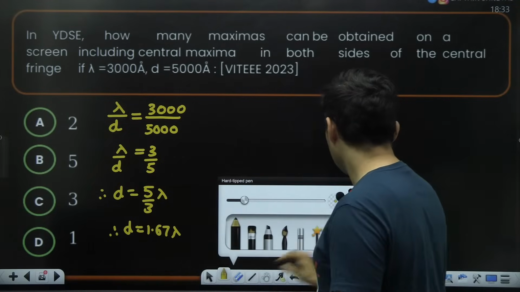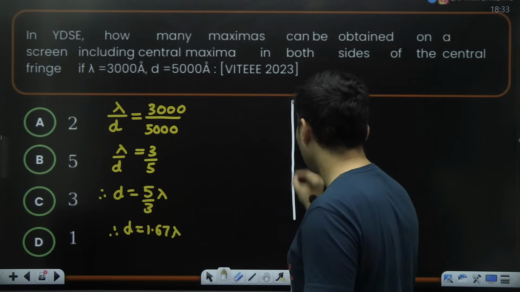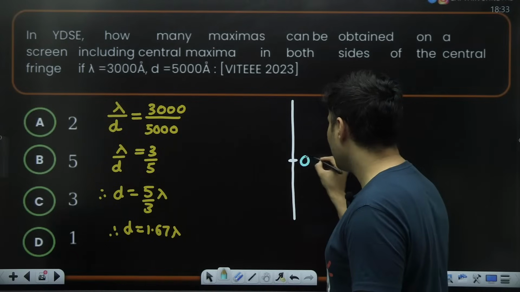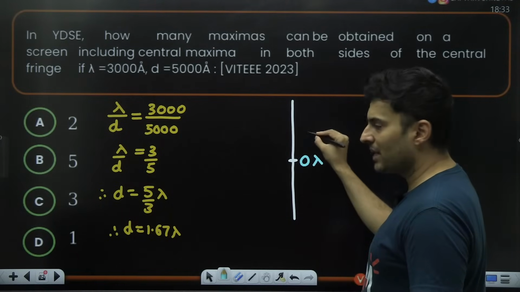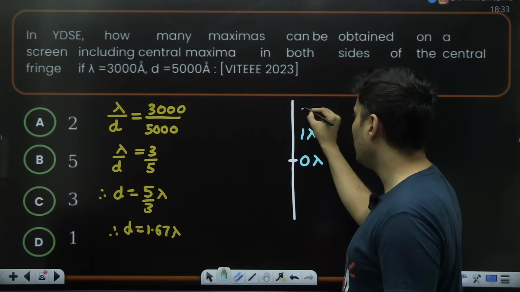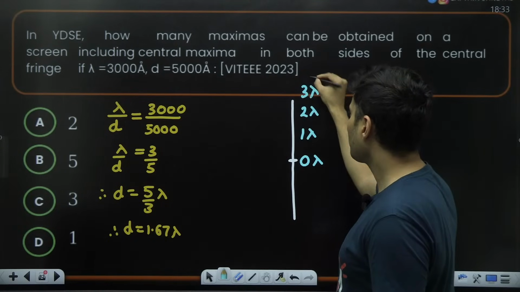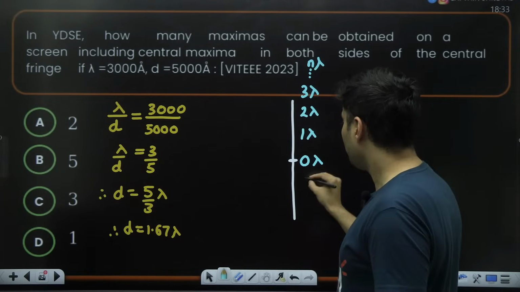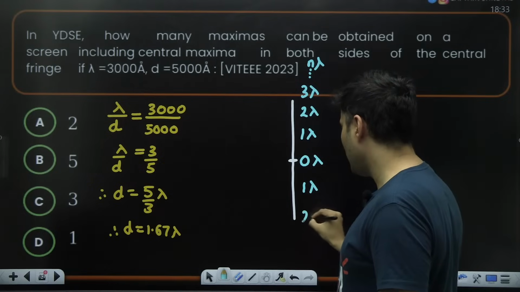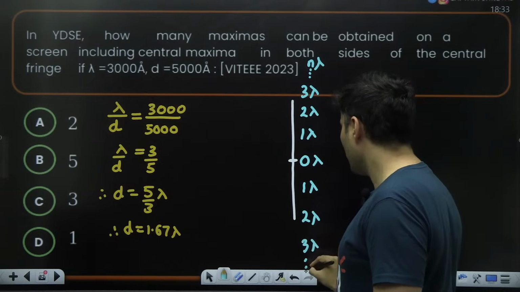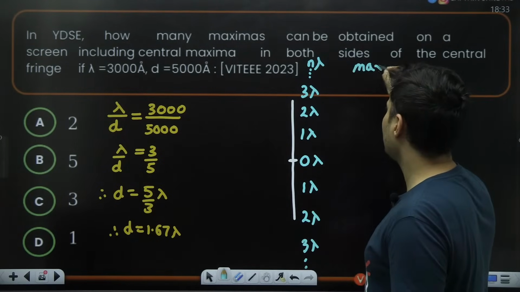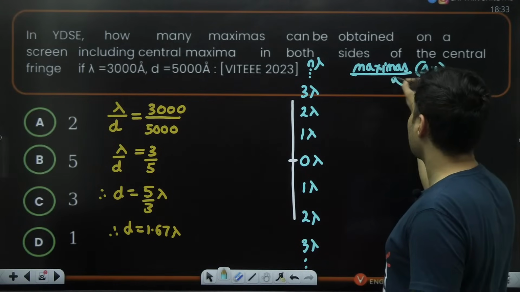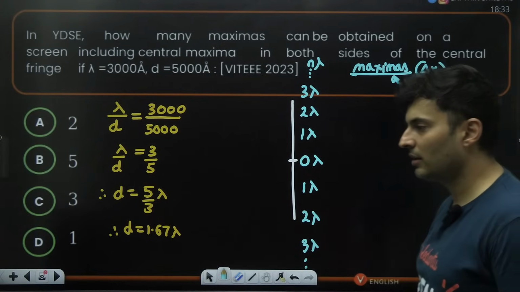Now imagine this is your screen, this is the center. At the center, the path difference is 0 lambda. The next maxima will be when the path difference is 1 lambda. Next is 2 lambda, 3 lambda. Like that, n lambda. Down also path difference 1 lambda, 2 lambda, 3 lambda, n lambda. You will get maximas. These are all maximas. So the path difference of the maximas is integral multiples of lambda.